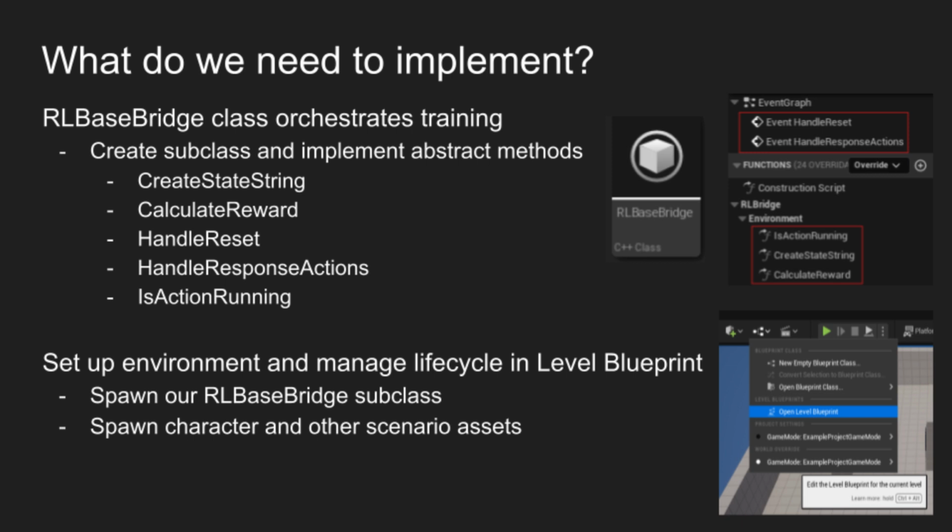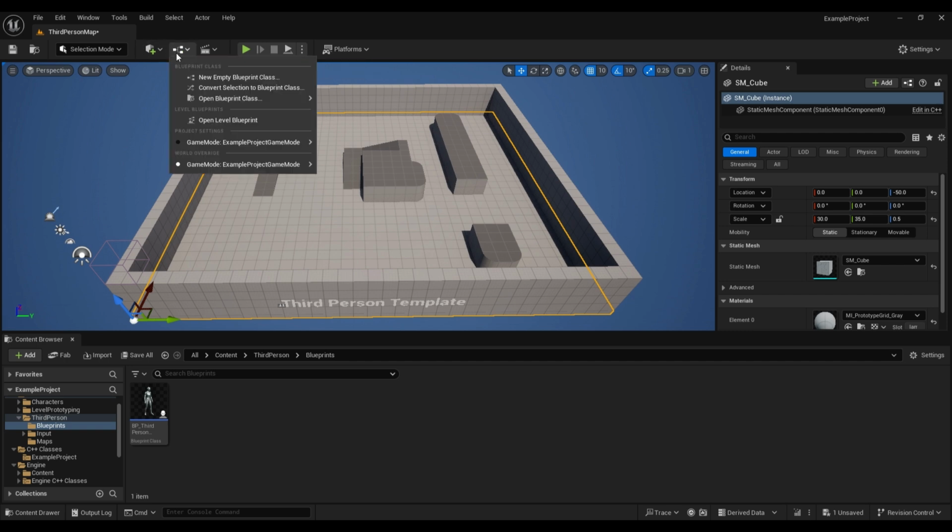Think of each level as a lesson. We want to design the environment such that we teach some sort of behavior in each one. Each one should be a scenario with some sort of goal for our learning agents to discover and achieve. Right, so let's start with the level blueprint.